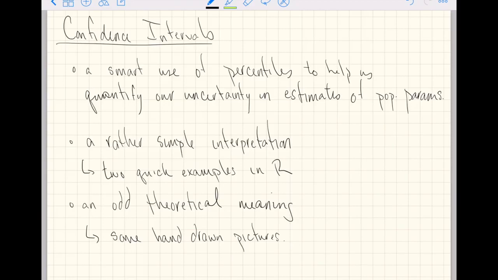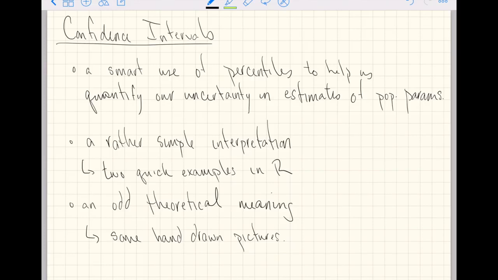method. Now, it may not be the easiest, in your opinion, the first time you see this method, but I think overall that this is a really easy way to understand confidence intervals following the bootstrap video we just looked at. So we are going to continue on with that bootstrapping idea that we had previously, and we're going to use a smart use of percentiles to help us quantify our uncertainty in estimates of population parameters.